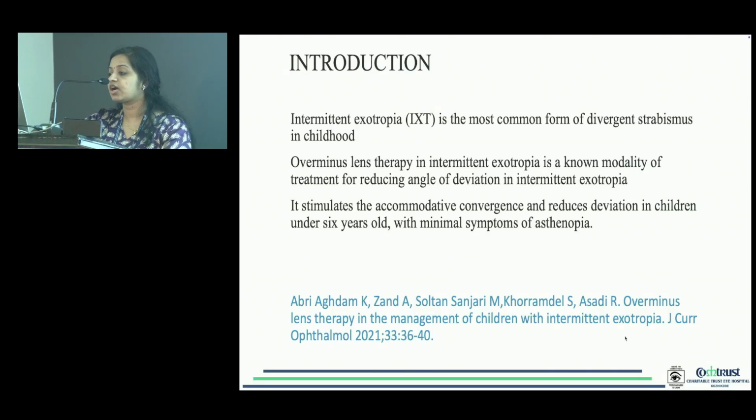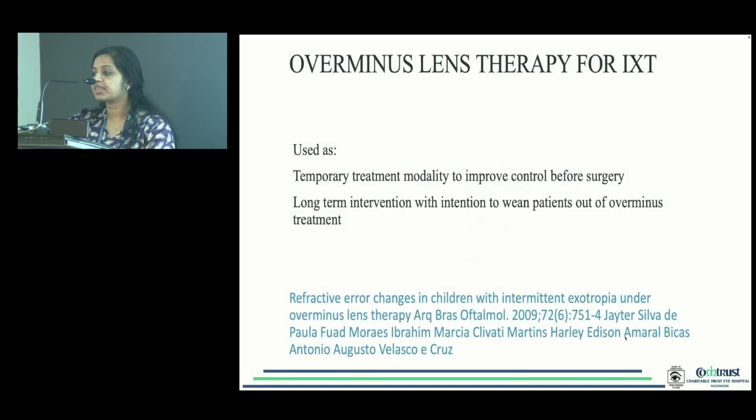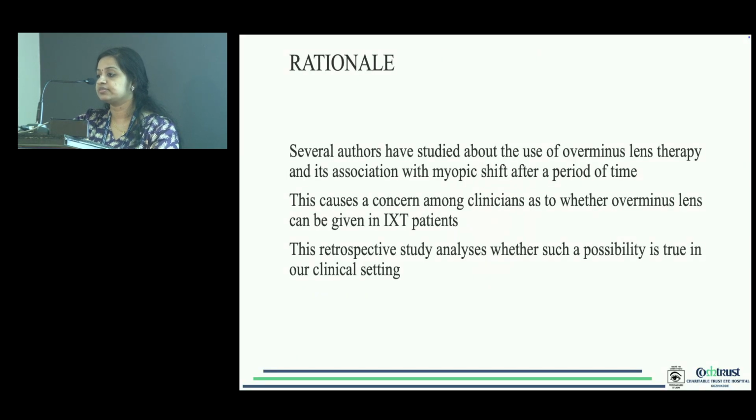It stimulates accommodative convergence and reduces the deviation in children under 6 years of age with minimal symptoms of asthenopia. Now, over minus lens in intermittent exotropia is used as a temporary treatment modality to improve control before surgery, and also as a long-term intervention with the intention to wean patients out of the over minus treatment.